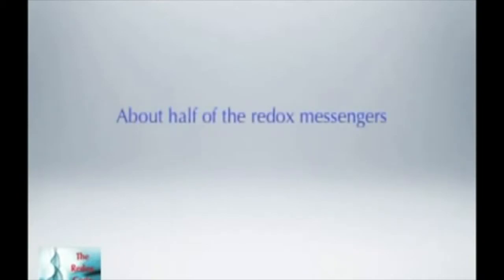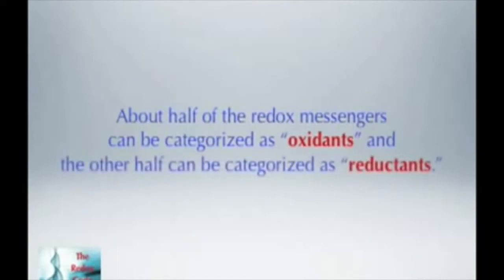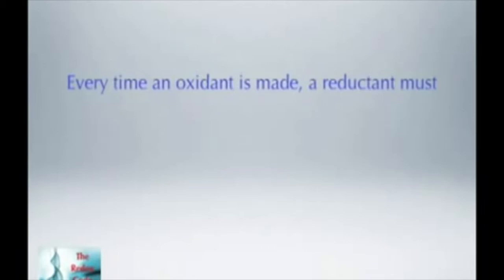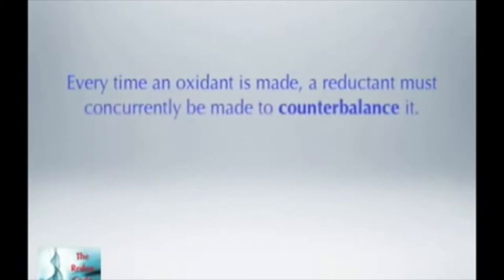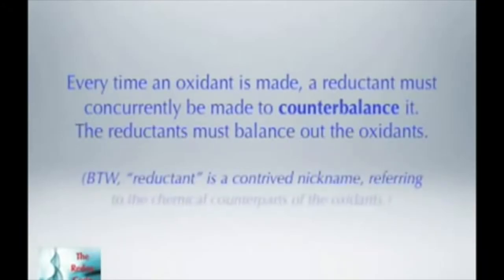About half the redox messengers can be categorized as oxidants, and the other half can be categorized as reductants. Every time an oxidant is made, a reductant must be concurrently made to counterbalance it. Now, the reductants must balance out the oxidants. By the way, reductant is a contrived nickname referring to the chemical counterparts of the oxidants.